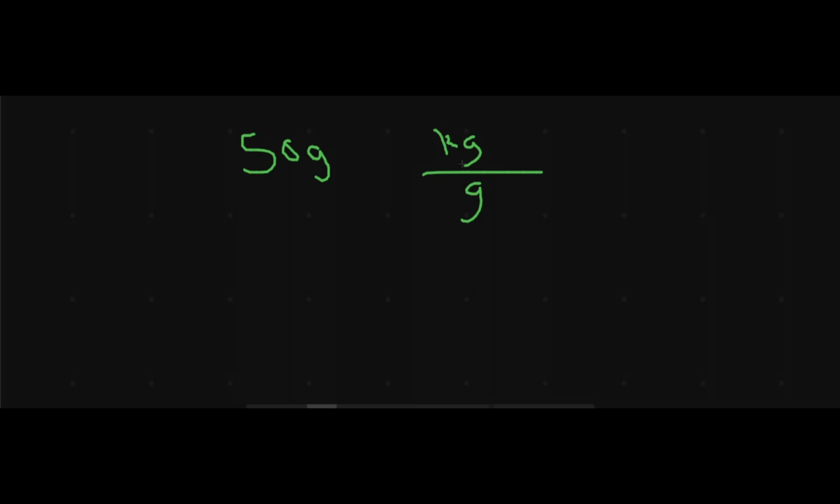So what makes this true? 1 kilogram is equal to 1,000 grams. So just do 50 times 1 divided by 1,000. So 0.05 kilograms. The only downside to that is that you have to remember those basic conversion factors, like how many kilograms are in a gram. But that's kind of how you convert the two.